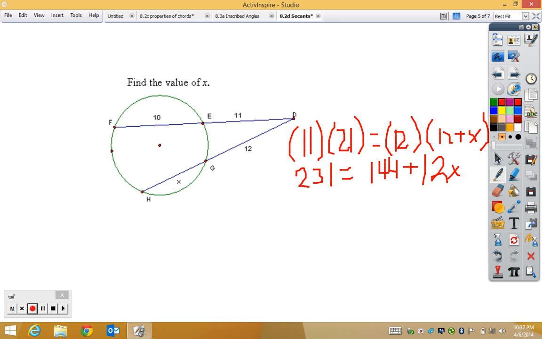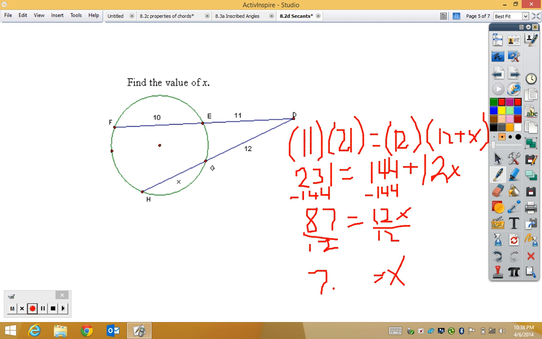We subtract 144 from both sides. We get 87 equals 12x. Then we divide both sides by 12 and get x to equal 7.25, or 7 1/4.